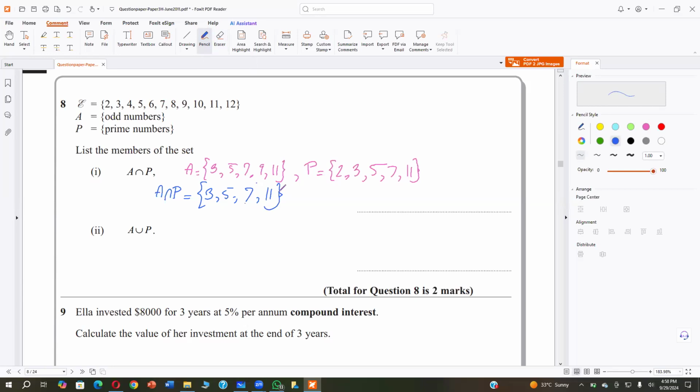A union P. So if you combine A and P, it will be 2, 3, 5, 7, 9, 11. Compare the answer, please. I got the same. Good.